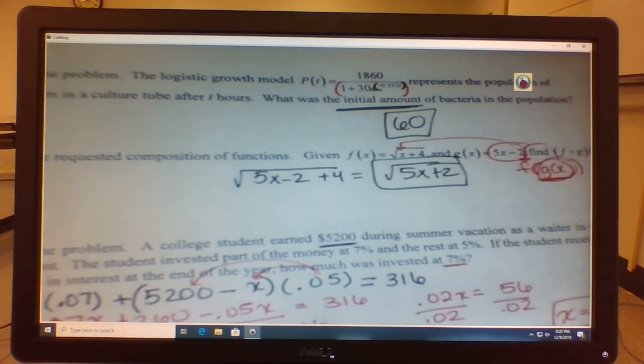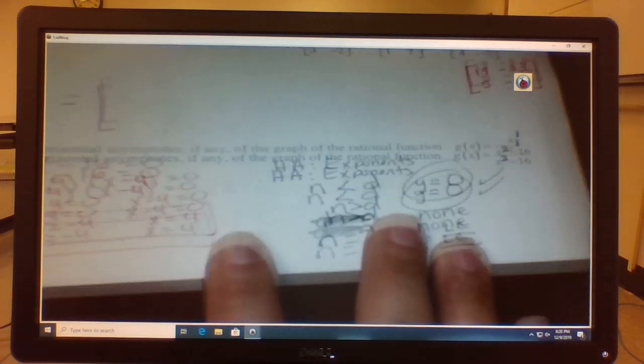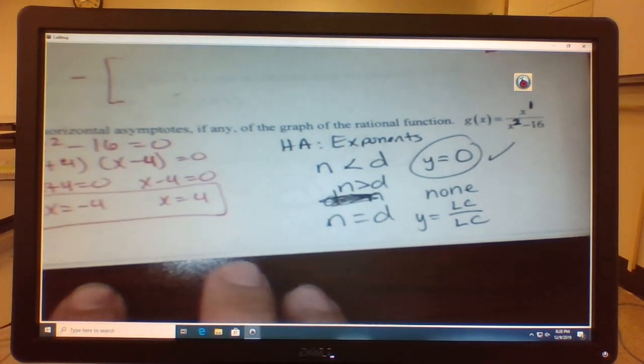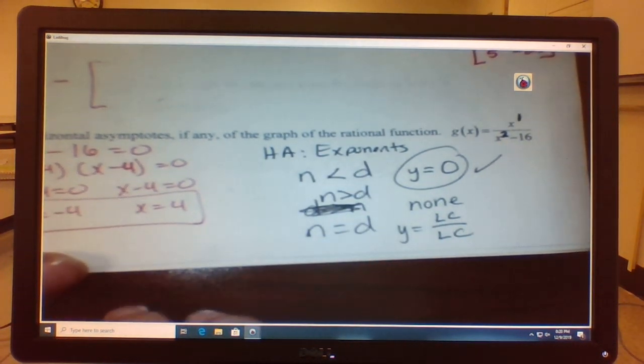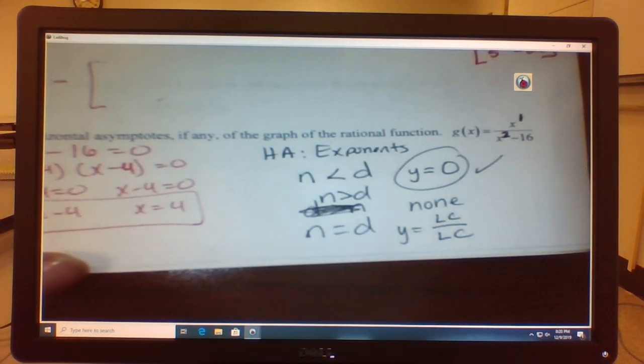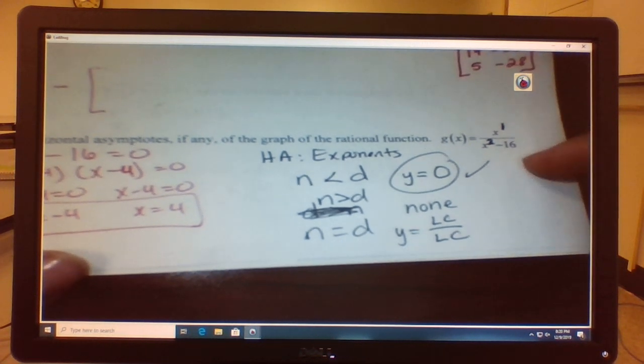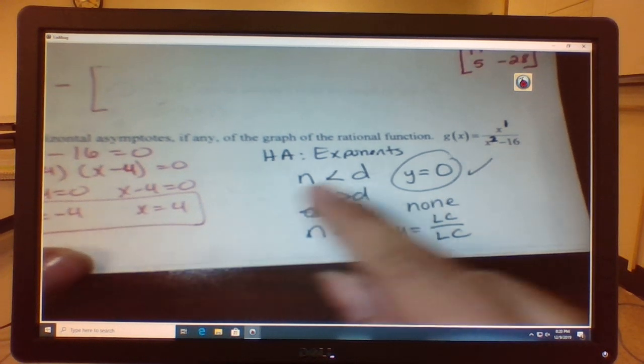The horizontal? What about it? Okay. So you're looking at your degrees only? So the degree of the numerator was smaller than the degree of the denominator. Okay? Test.